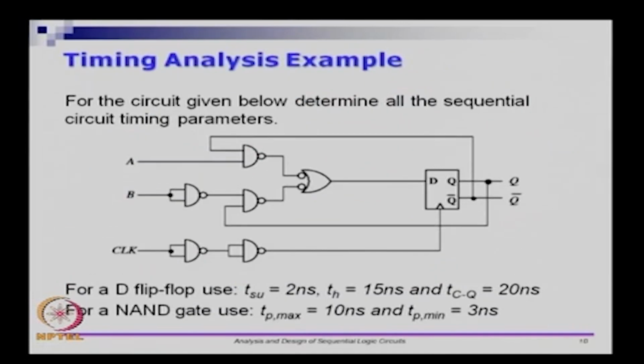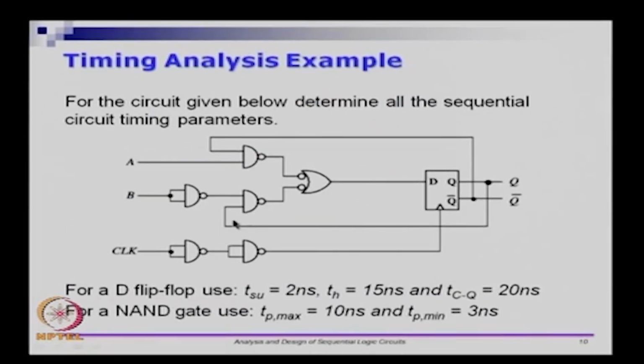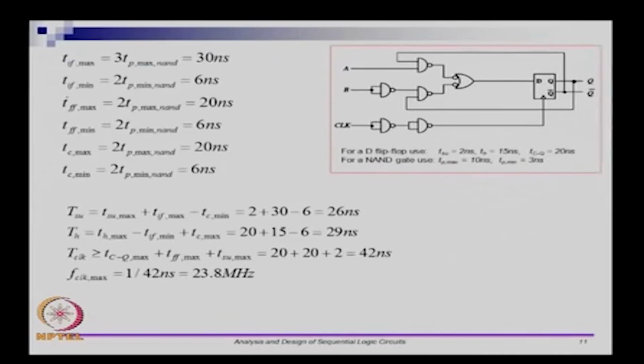Let us do a small example. We have a circuit, and let us not worry about what the circuit does. There are two external inputs A and B, and there is an external input called clock. We want to do the timing analysis of this circuit and look at various timing parameters like TSU, TH, and the frequency at which it can run, and so on. The same circuit is given here. Let us do the analysis of this.